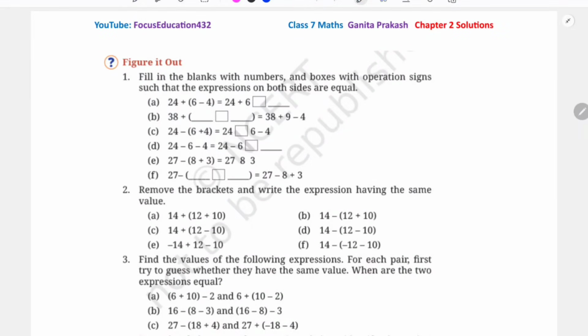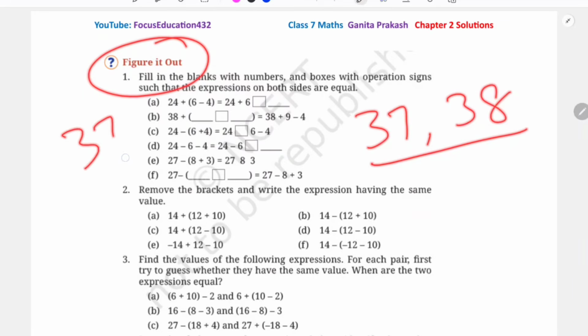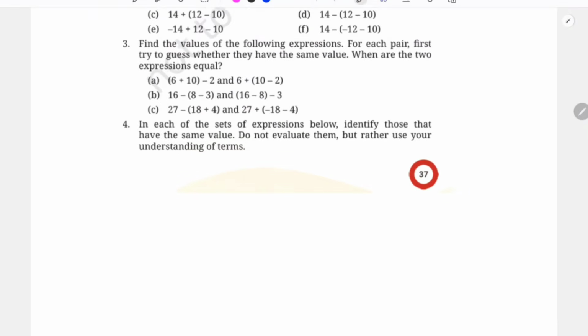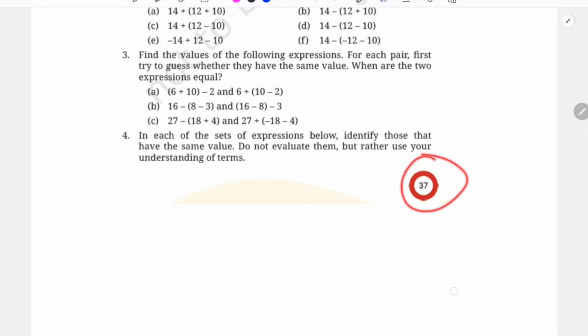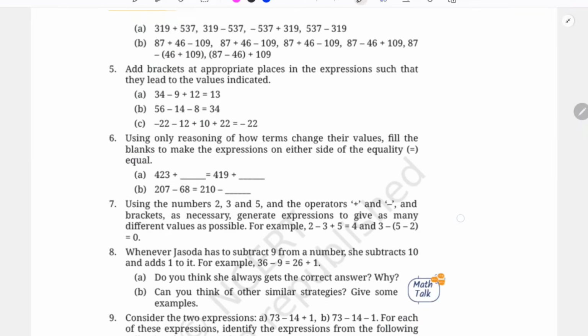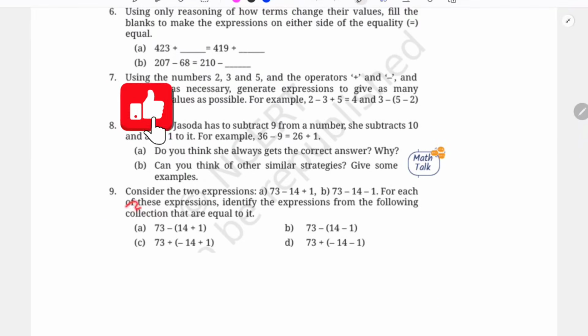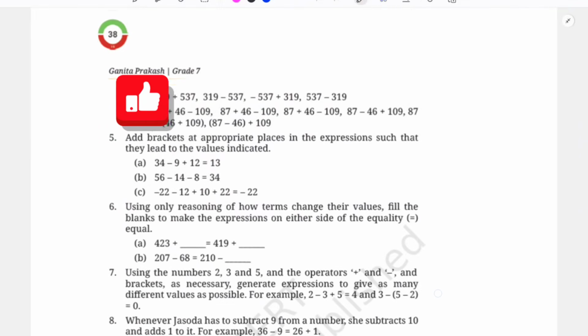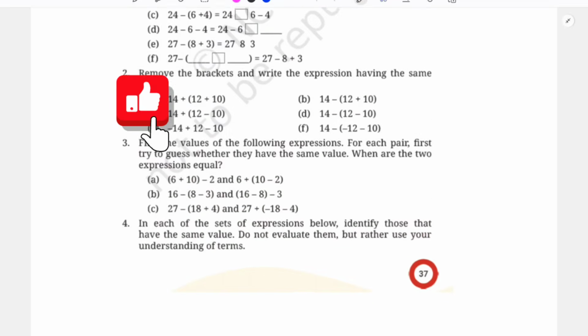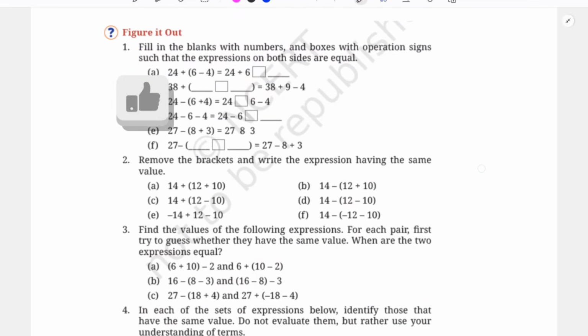Dear students, in this video we will continue with the chapter 2 solutions, that is arithmetic expression of class 7 maths. In this video I will be covering page number 37 and 38 figure it out questions. There are 4 questions on page 37, continued up to page 38, so a total of 9 questions. Hopefully I will cover this in this video.